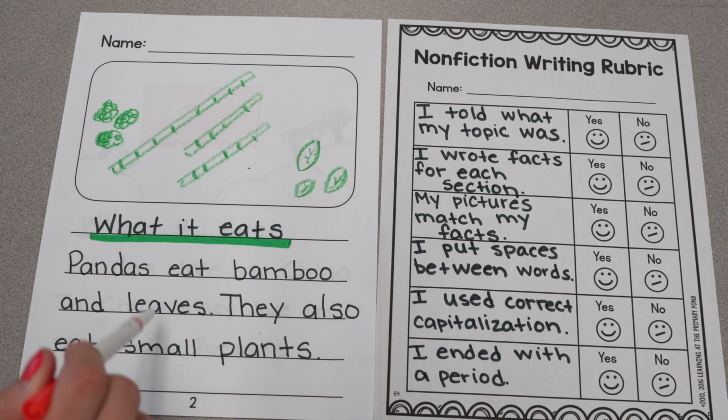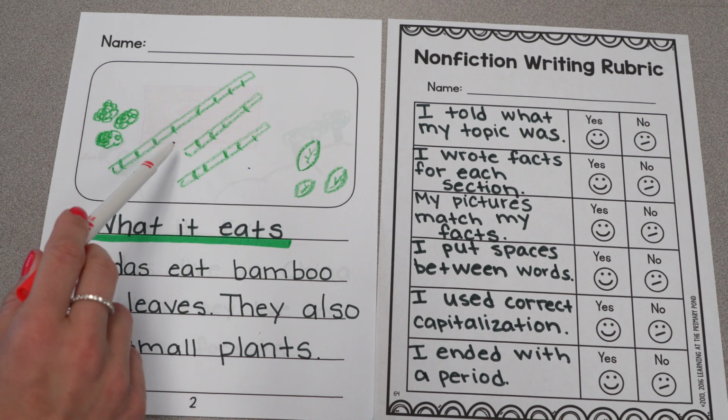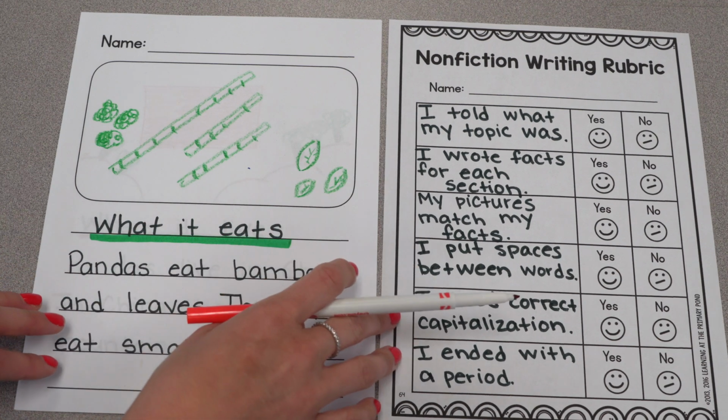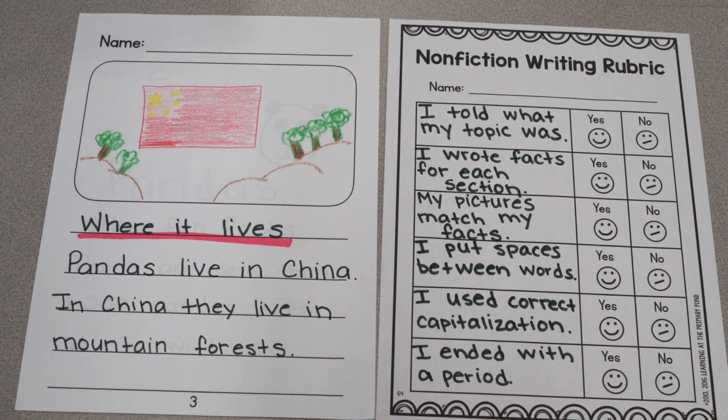Do my pictures match my facts? Yes, I have bamboo, leaves, and small plants. Do I have spaces between my words? Yes. Did I use correct capitalization? Yes. And I ended with a period. All right, let's look at the next page.